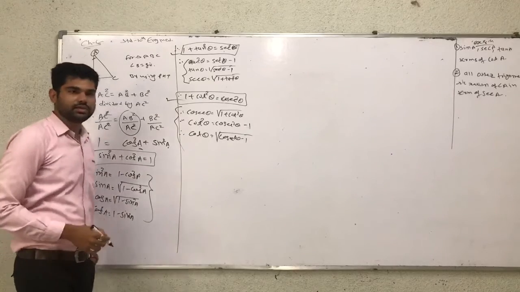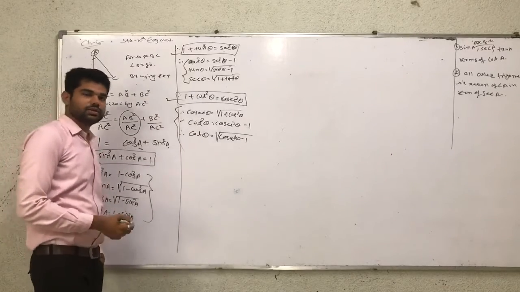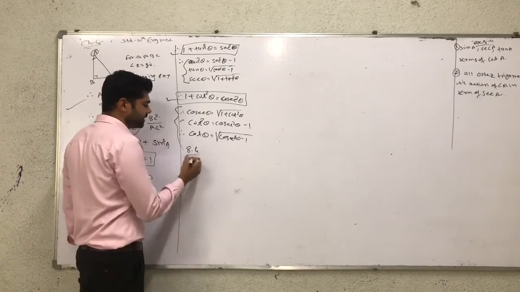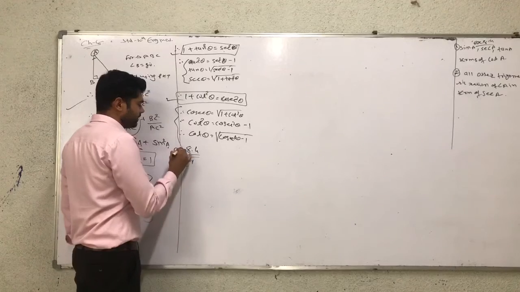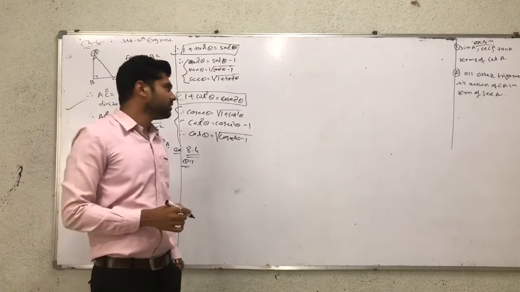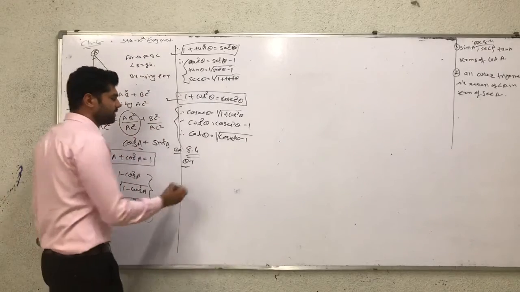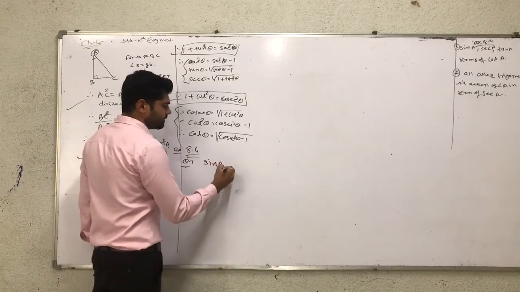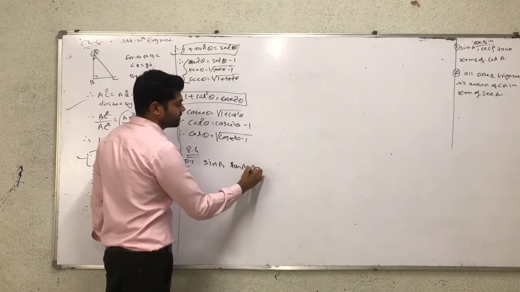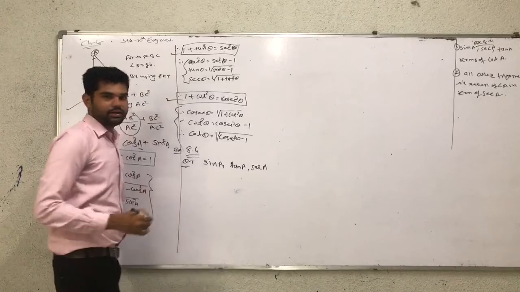Now use all these equations in exercise 8.4 to solve questions and evaluate the value of trigonometric ratios. Exercise 8.1, question number 1. Total 3 terms have been given: sin A, tan A and sec A.